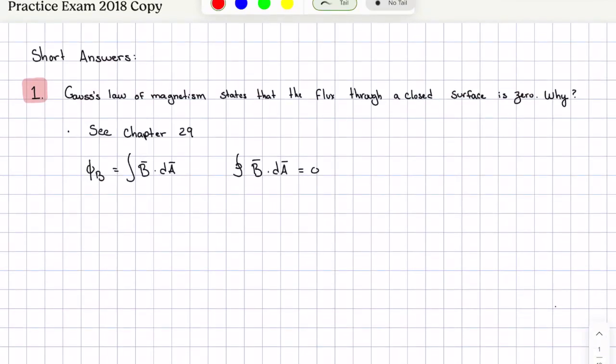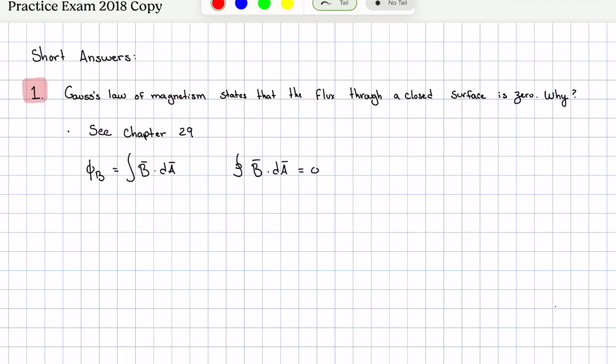So this is a practice exam from 2018 at Concordia, and we're going to start off with the short answer questions. In these questions, they usually want you to draw an image or a graph, write a sentence, maybe write some equations, but it's not supposed to be too lengthy. So pause, try your best to answer them, and if you're struggling, see the chapter that I point to.